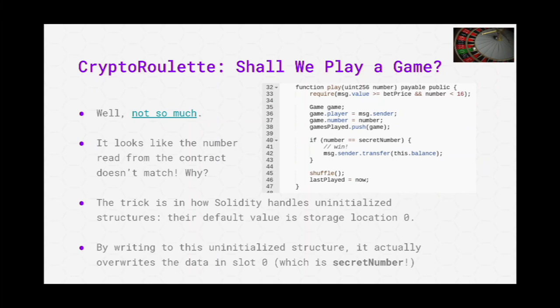The code actually looks very, very innocent and like it shouldn't do anything, but the trick was that there was an uninitialized structure that you were writing to, and by default, that writes to storage location 0. Well, this guy was actually overwriting the secret number on the chain whenever it executed. The person would lose, and then he would set it to some other random value, so you never even knew that happened, and you wouldn't unless you stepped through the contract pretty carefully.